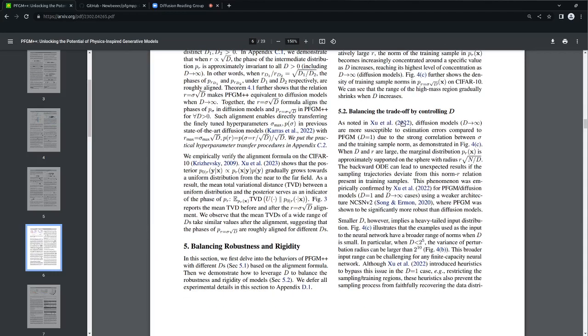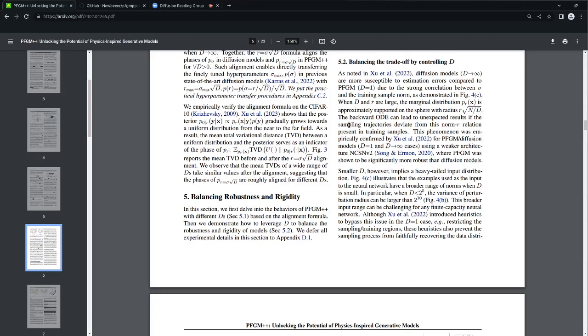As noted, diffusion models are more susceptible to estimation errors compared to PFGM due to the strong correlation between sigma and the training sample norm, as demonstrated in the figure we just showed. And when D and R are very large, the marginal distribution PR of X is approximately supported on the sphere with this radius.